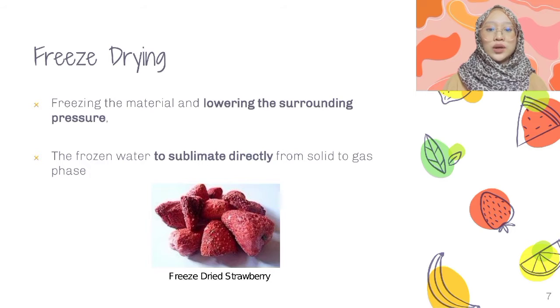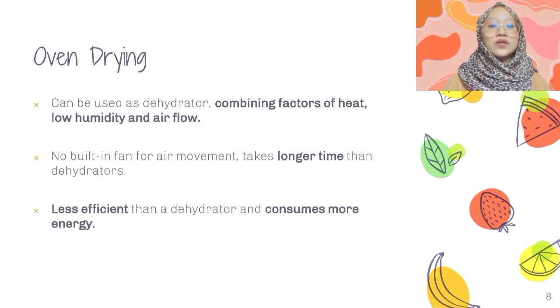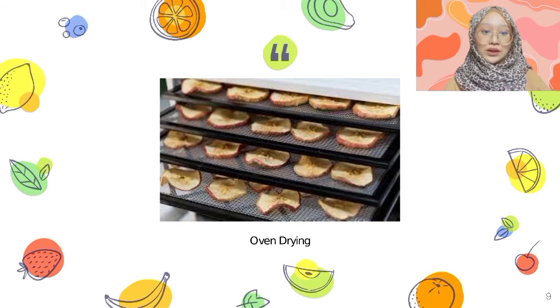Freeze drying lowers the surrounding temperature, and the frozen water sublimates directly from solid to gas phase. Oven drying combines the factors of heat, humidity, and airflow. This is less efficient as it consumes more energy and takes longer than dehydrators.